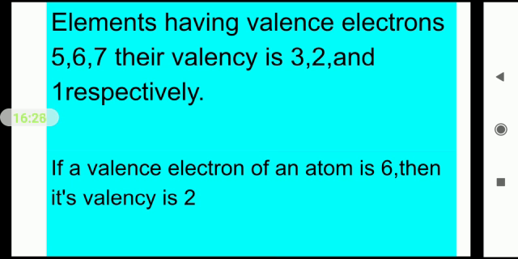The valency of elements having valence electrons 5, 6 and 7 is 3, 2 and 1 respectively. An atom will gain electrons if it has 4 to 7 electrons in its outermost orbit. In such cases, it is easier to accept electrons rather than donate them. Therefore, we determine the valency by subtracting the number of electrons from 8. If the valence electrons of an atom is 6, then its valency is 8 minus 6 equal to 2.